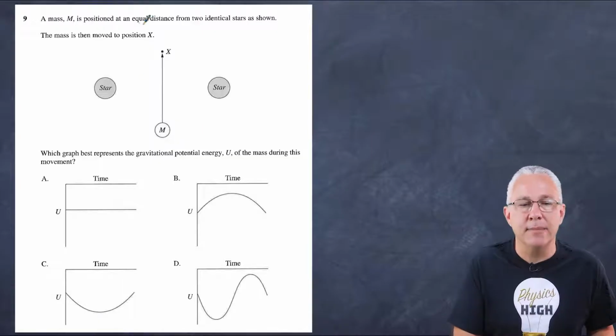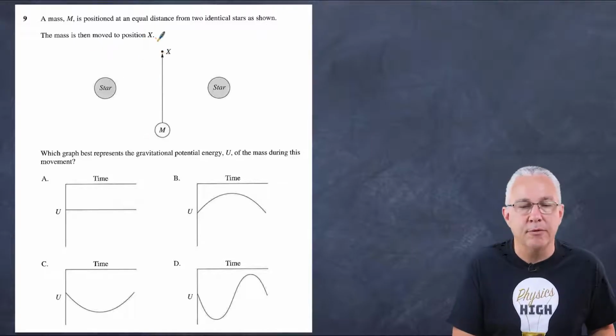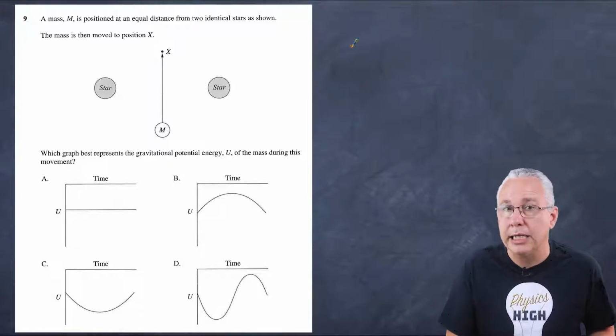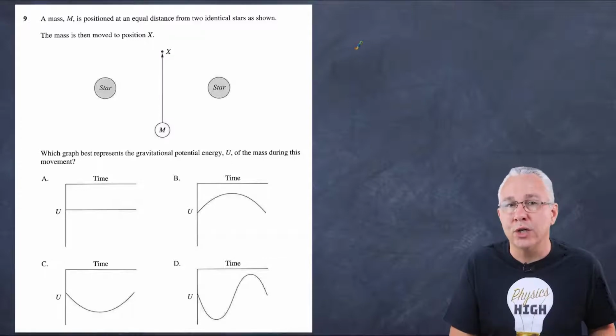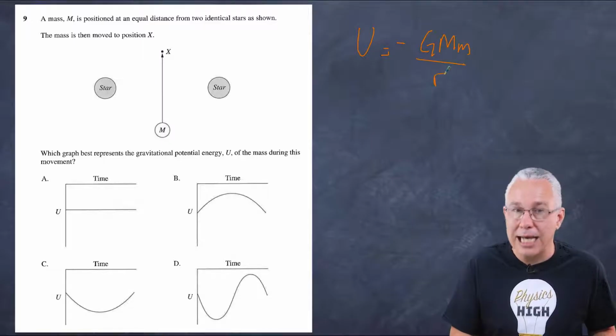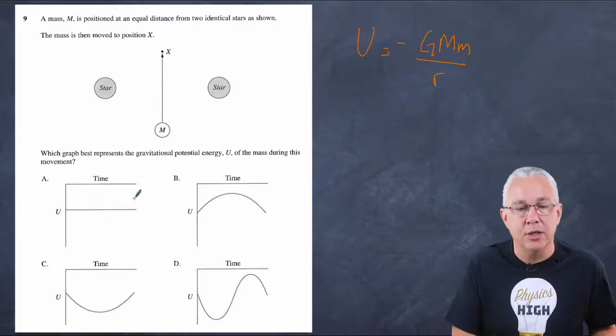Question number 9. A mass M is positioned at equal distance from 2 identical stars as shown. The mass is then moved from a position M to X. And what is the graph that represents the gravitational potential energy during this movement? Now, the thing to remember is the definition of gravitational potential energy. That is, what is the energy when we do the work on it, moving from a point of infinity, so really, really far away. And so that formula is U equals negative G, capital M, lowercase m over R. Now, in the case of where it is at M, it will have a certain amount of gravitational potential energy. And so therefore, it's got to have some sort of value that we have listed over here. Now, at X, it's the same value, so it definitely has to be the same on the other side.